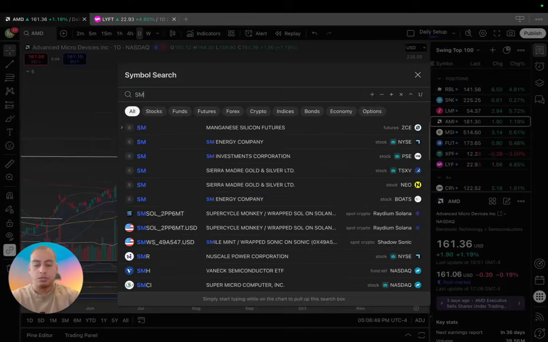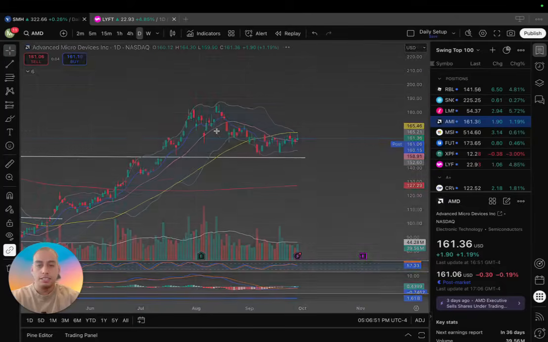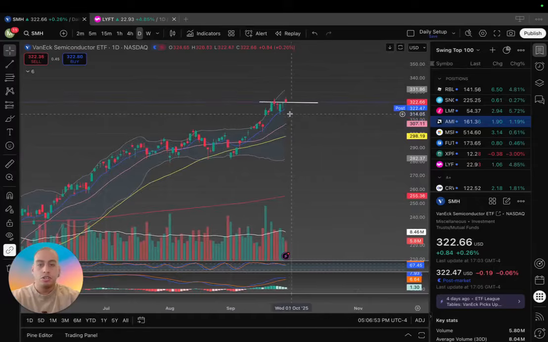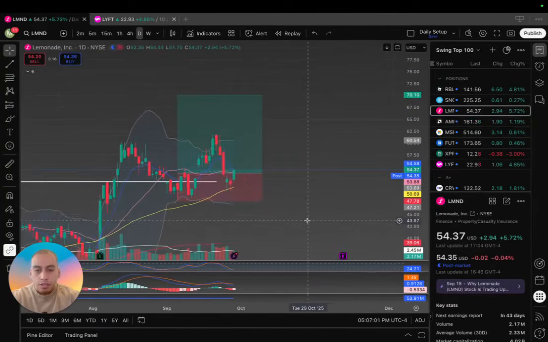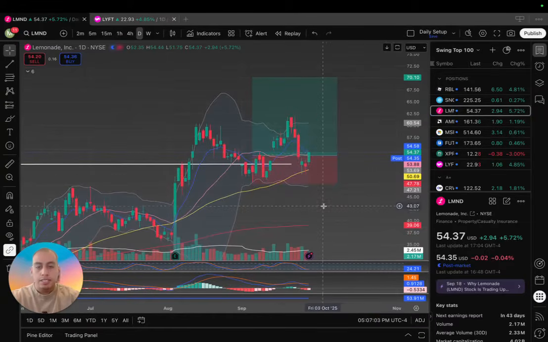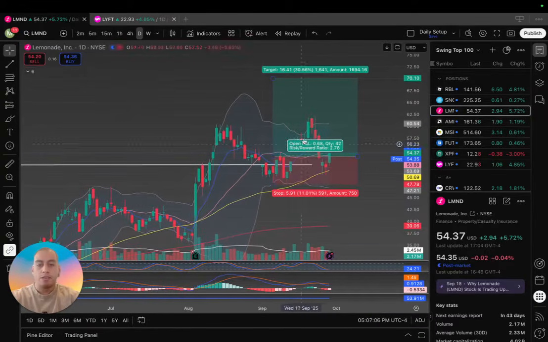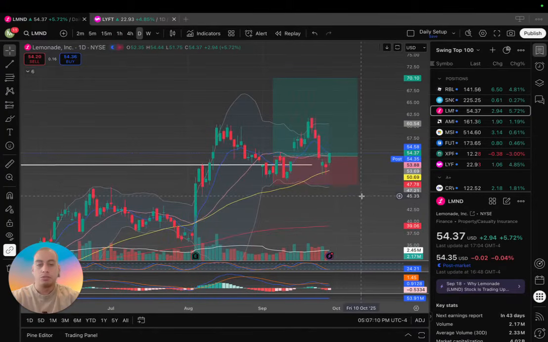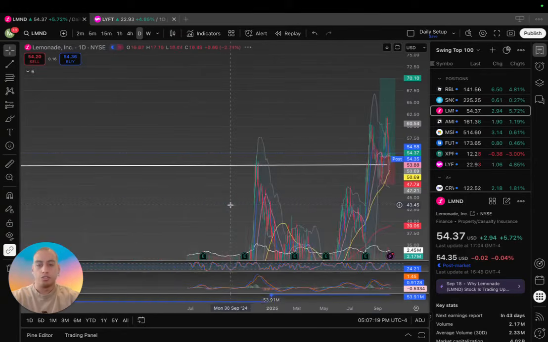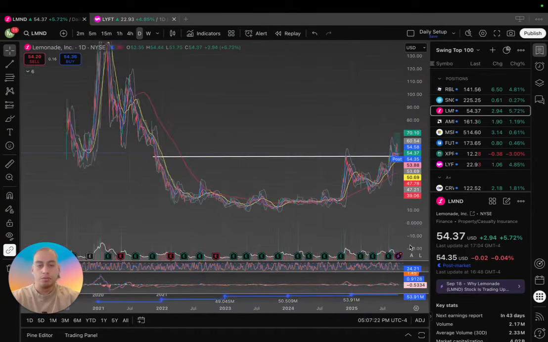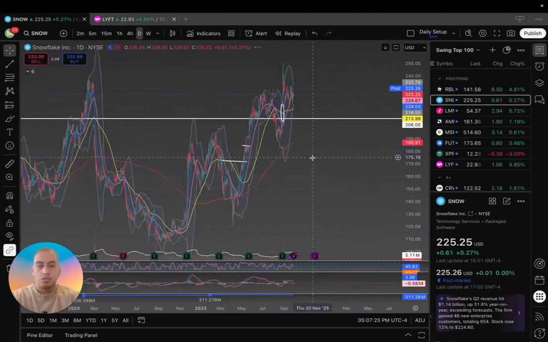Let's look at SMH, which is a semiconductors ETF. You can see here breaking out of this flag. Lemonade bouncing off the 50 SMA, this yellow line. We were in the negative after being up, went back down, but we held that 50 SMA around $50, which we love to see. Remounted the 20 SMA today at $53, $54. We want a continuation up, and then we can hold for our longer-term play as it's coming out of a bottom for Lemonade.